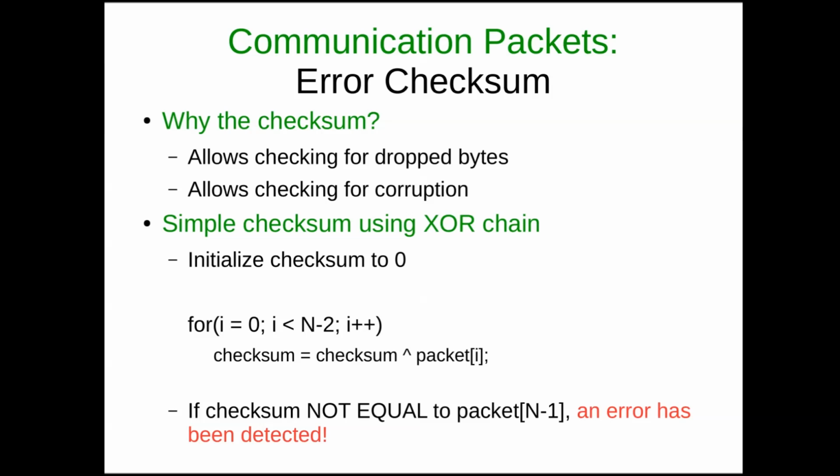On the receiving end, when we get that checksum, we'll recompute what the value should be, and then we'll check it against the one that we received. If they're not equal, then we know that an error has been detected, and we can handle that situation.